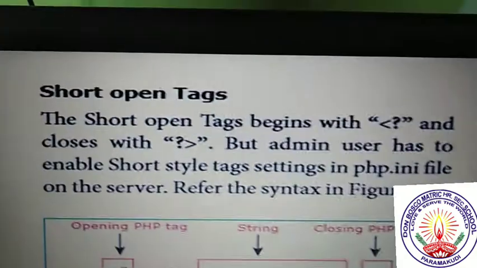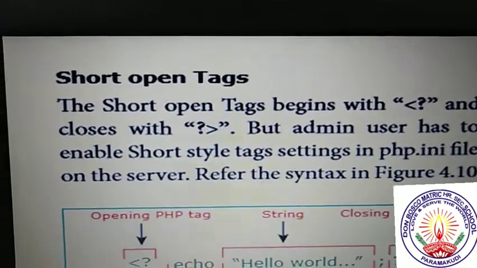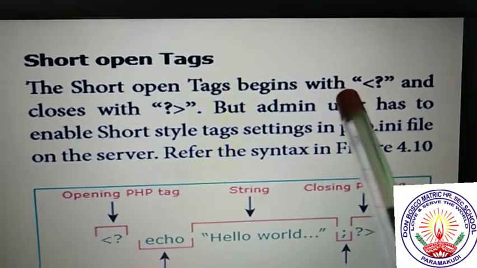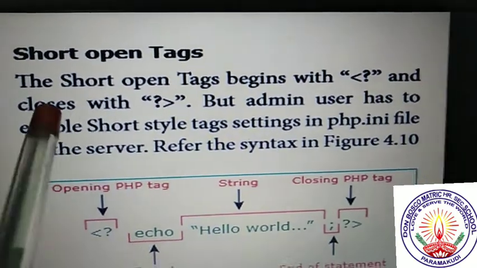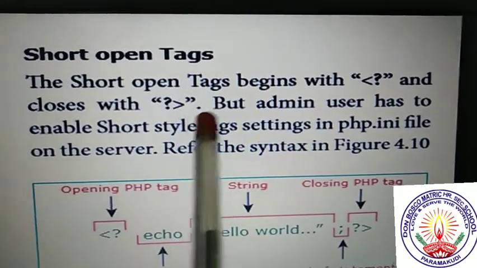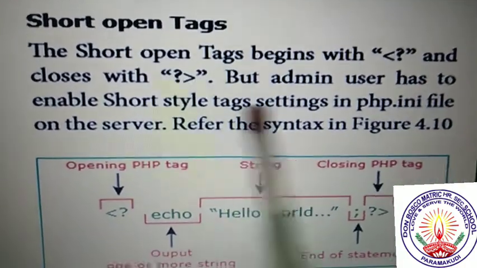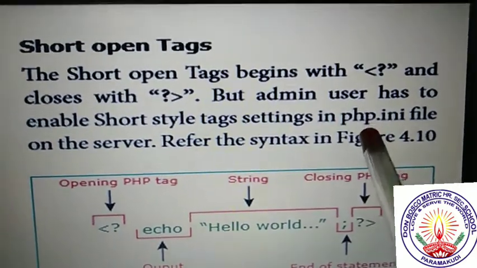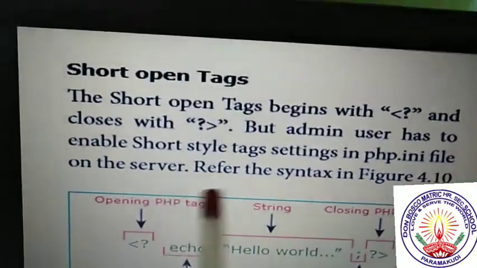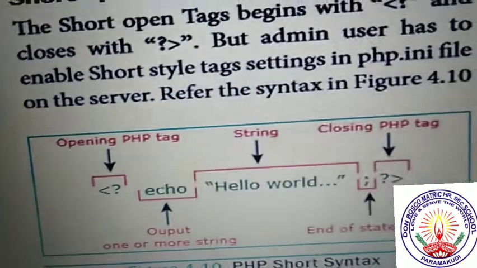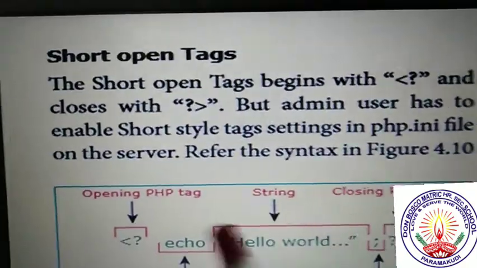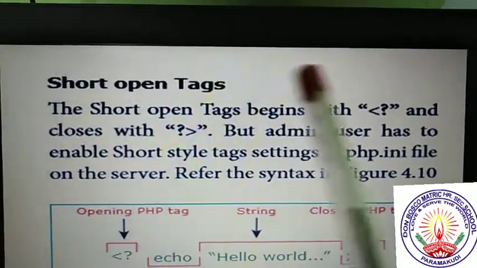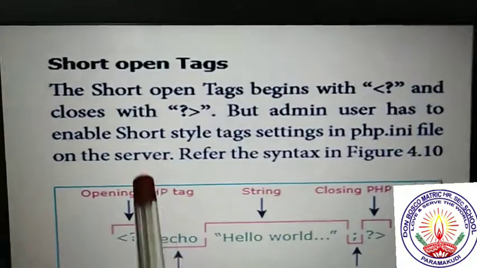And the second one, short open tag. The short open tag begins with less than question mark and closes with question mark greater than. But admin users have to enable the short style tag setting in the php.ini file on the server. So if the server's short open tag is enabled, we can use it on the server side. Short open tag means less than question mark and closing question mark.